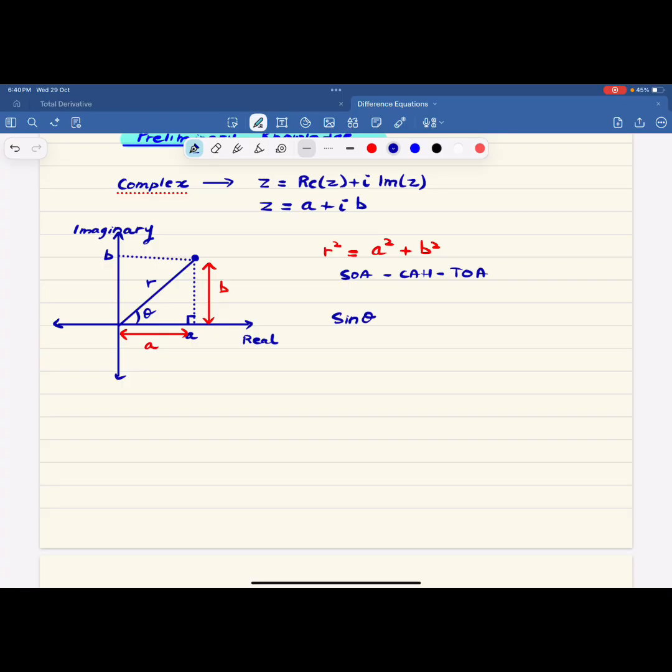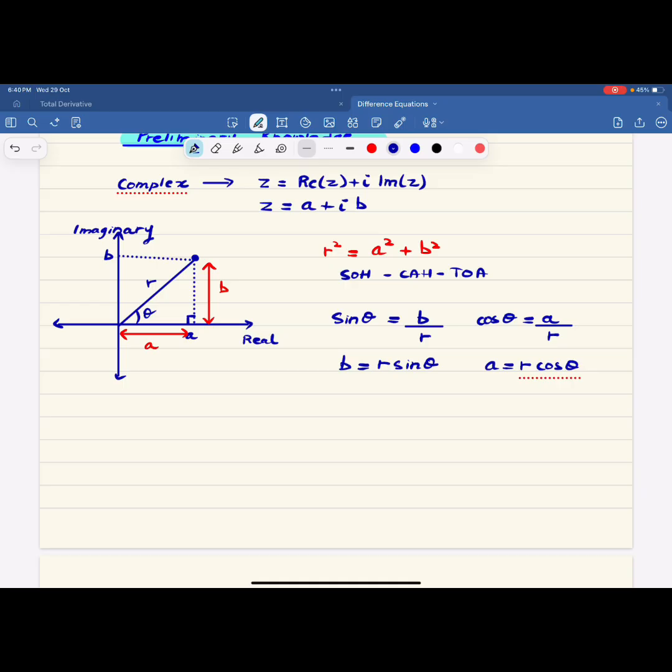Sine of theta is going to be opposite over hypotenuse, so it's going to be B over R, and cos of theta is going to be adjacent over hypotenuse. Therefore, we have B equals R sine theta, and A equals R cos theta. Okay, so we are going to put these in the above equation.